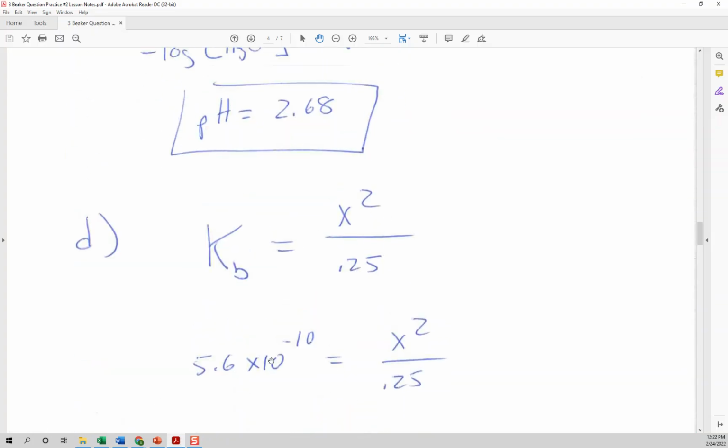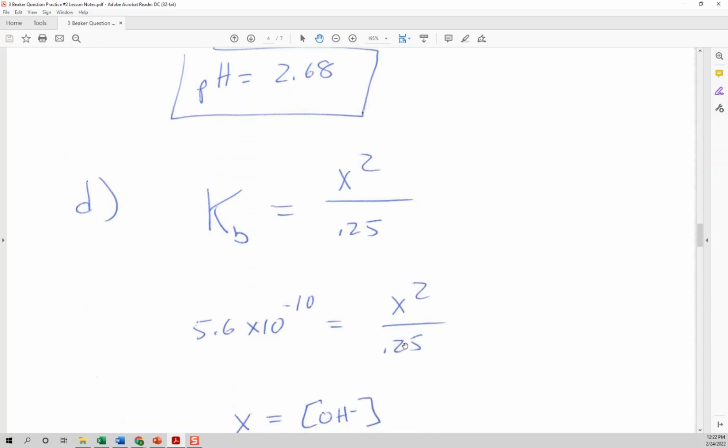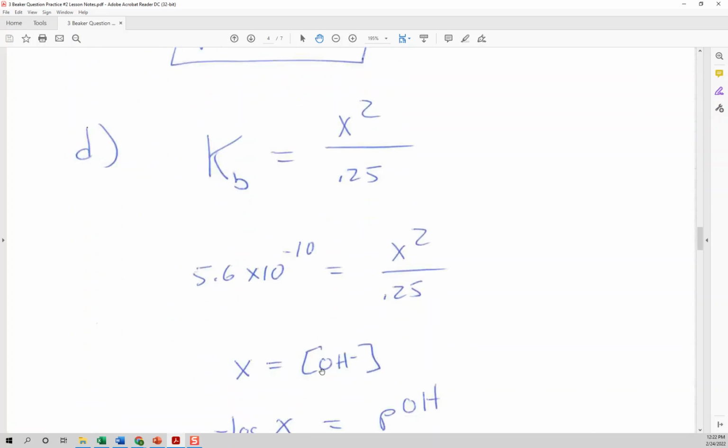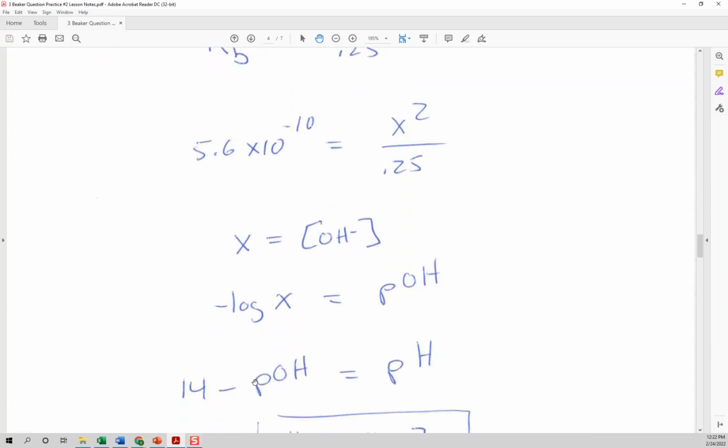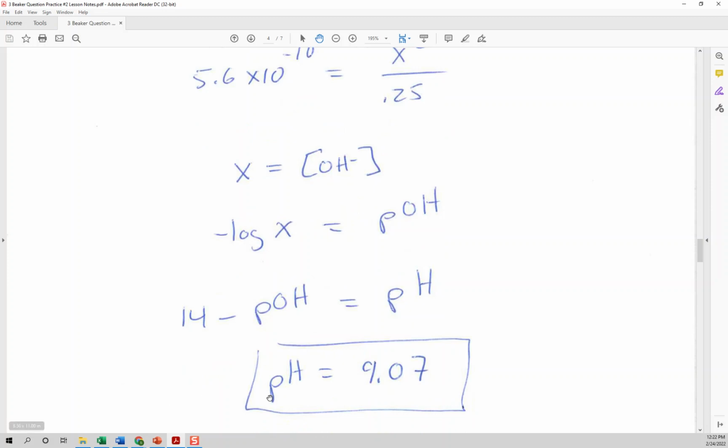Remember, we calculated that Kb using our Kw and the Ka given to us. So we get our Kb, we have our concentration of acetate, we solve for X, we recognize that X is the hydroxide concentration, so the negative log of that would give us the pOH. So 14 minus the pOH will give us the pH, and in this case it comes out to be 9.07. And again, that should make sense. We should have recognized acetate as a base, a weak base, but a base nonetheless. If I have a solution of acetate, which we do in beaker 2, the solution should be basic, so it should have a pH above 7. And it does, 9.07 in this case.